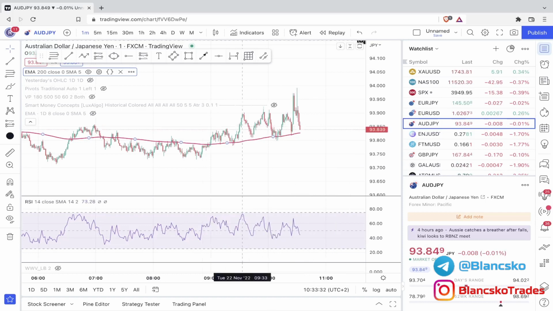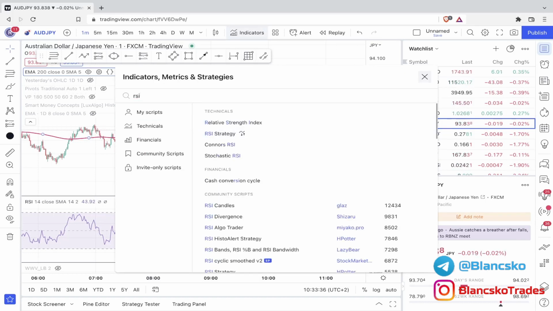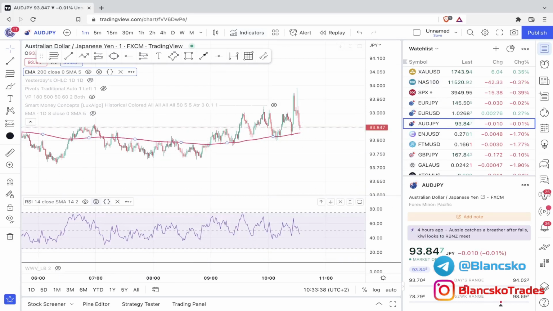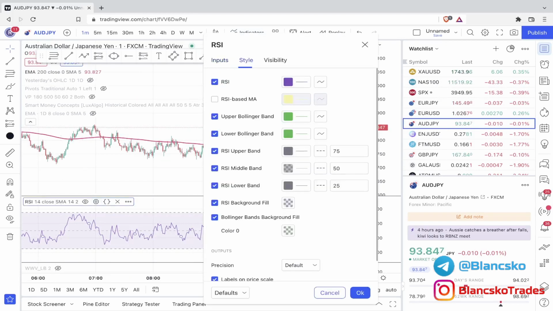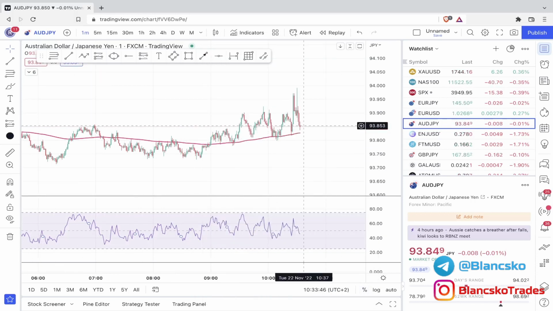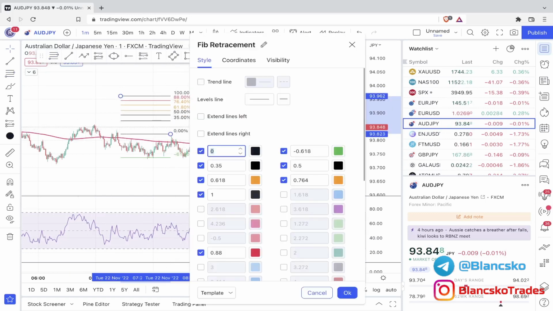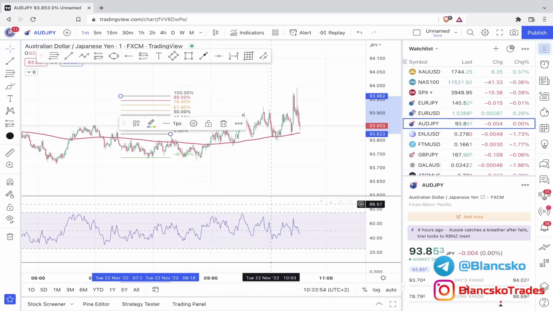Next up, we will add the RSI, the relative strength index. You click on it, it will appear right here. You will click the settings and you will remove the RSI based moving average. Okay, now we are all set. And the third tool that will be handy is the fib retracement. These are the levels. You can pause the video real quick and copy them. Okay, and now we are all set.